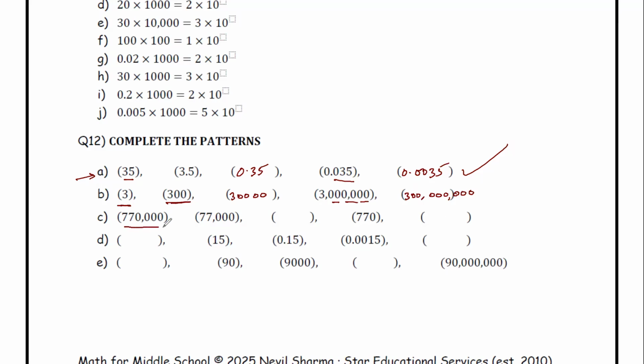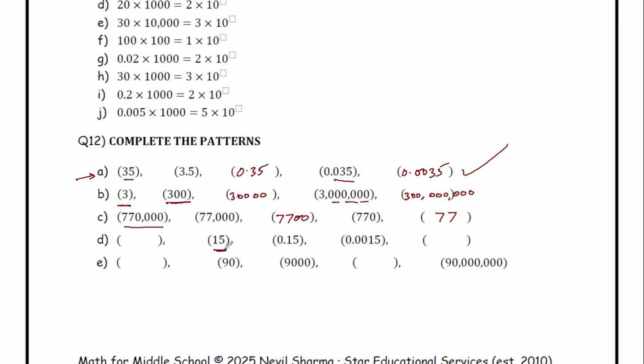Now, you got 770,000 divided by 10 becomes 77,000. 77,000 divided by 10 becomes 7,700. 7,700 divided by 10 becomes 770. And then finally you got 77.